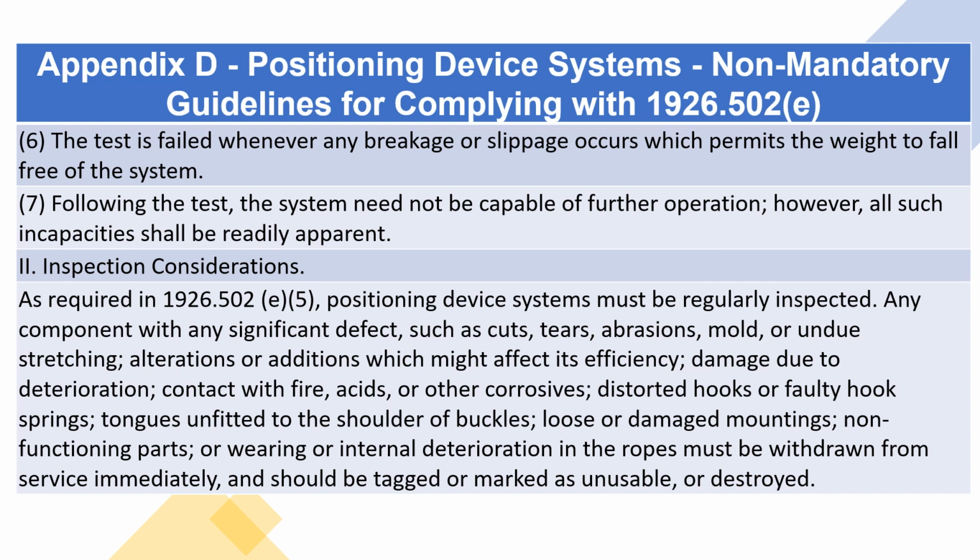2. Inspection considerations. As required in 1926.502(e)(5), positioning device systems must be regularly inspected. Any component with any significant defect, such as cuts, tears, abrasions, mold, or undue stretching, alterations or additions which might affect its efficiency, damage due to deterioration, contact with fire, acids, or other corrosives, distorted hooks or faulty hook springs, tongues unfitted to the shoulder of buckles, loose or damaged mountings, non-functioning parts, or wearing or internal deterioration in the ropes must be withdrawn from service immediately, and should be tagged or marked as unusable or destroyed.